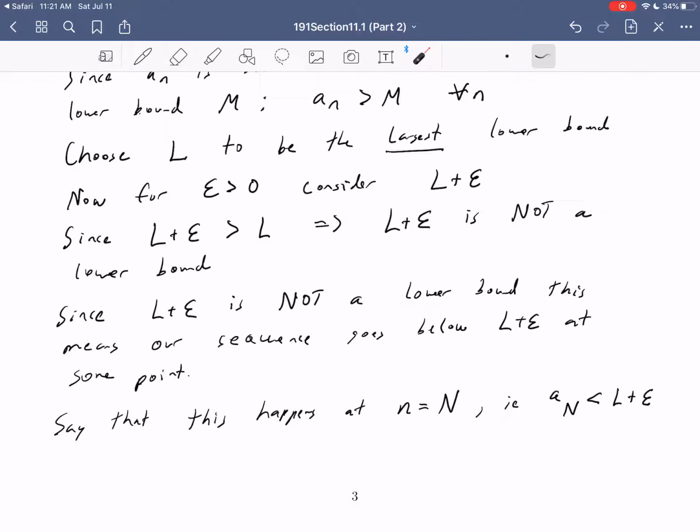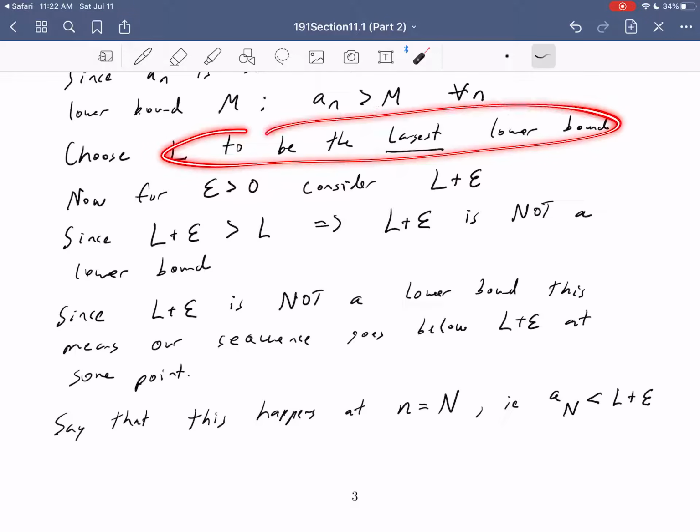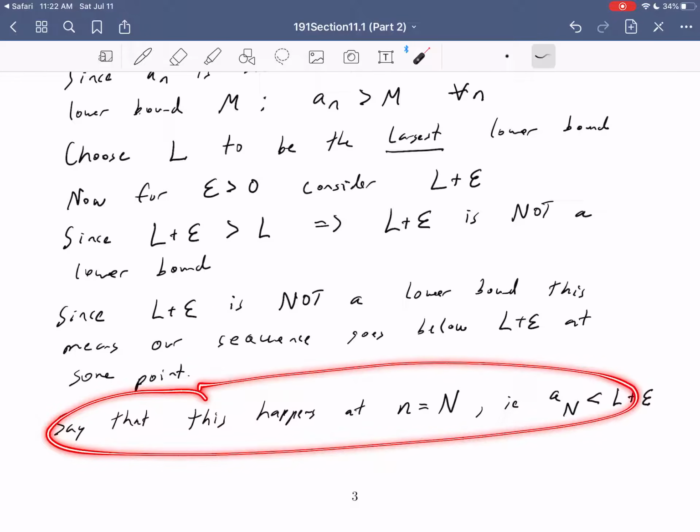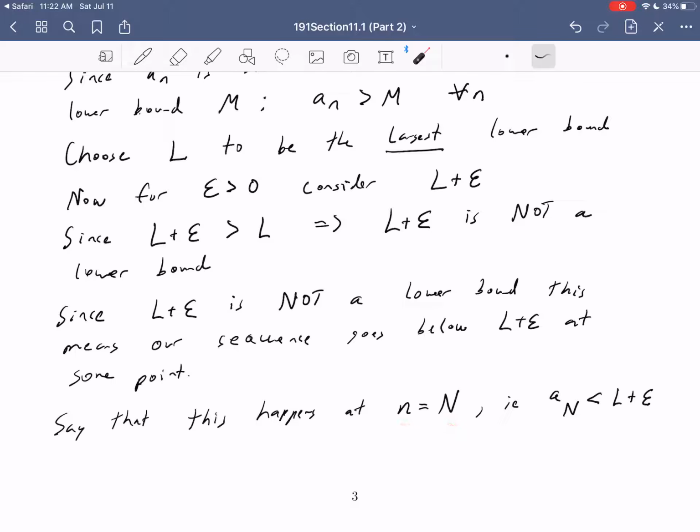Okay. So just to recap, because this is a pretty theoretical proof so far: L is the largest lower bound. We went slightly larger than it, L plus epsilon. That meant that L plus epsilon is not a lower bound. If you're not a lower bound, that means your sequence must go below it at some point. In other words, our sequence dips below L plus epsilon. So we're going to say that that happens at some moment little n equals capital N. So a sub capital N has to be less than L plus epsilon.